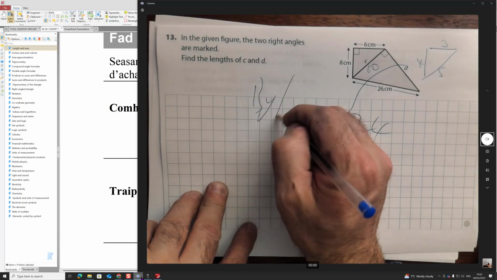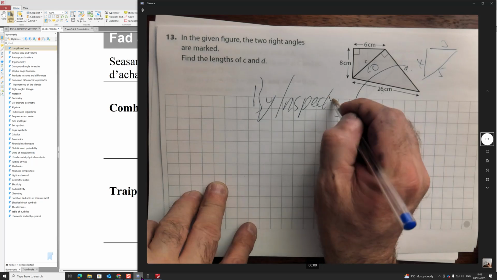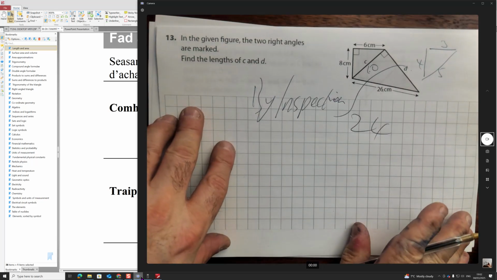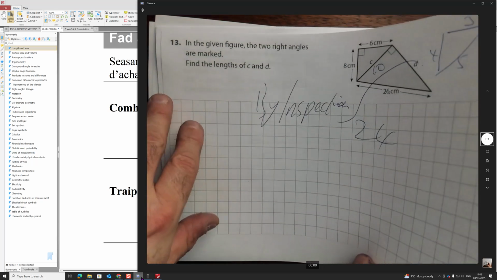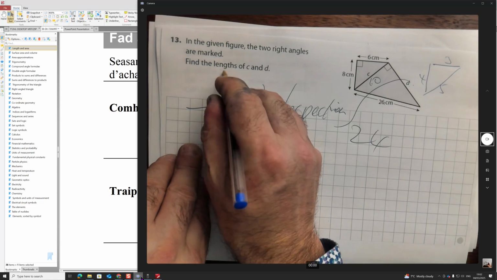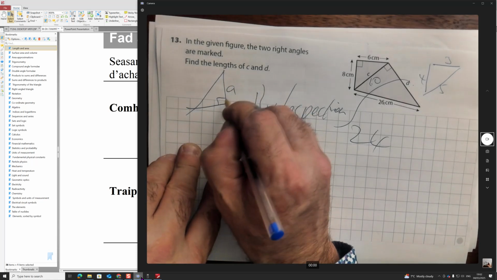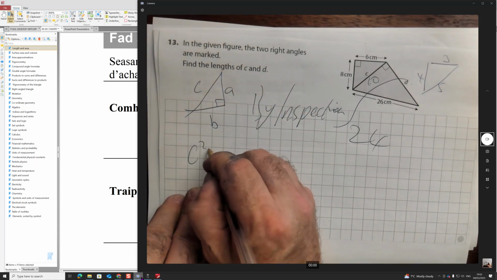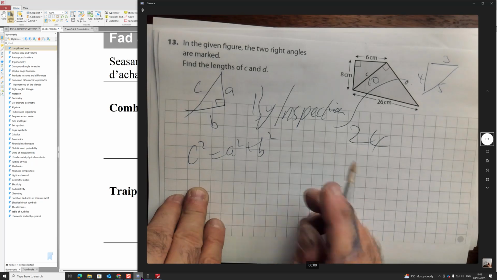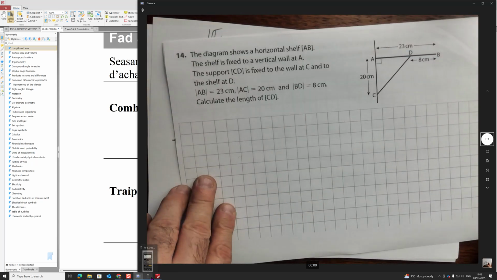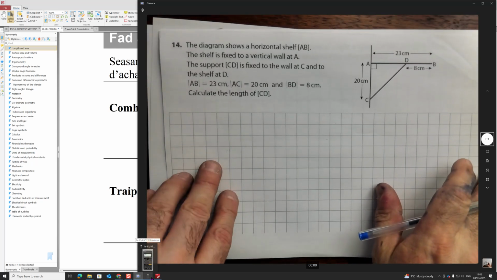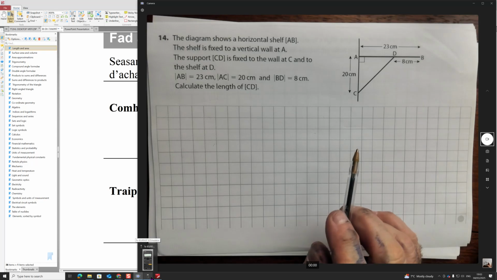Okay, and you can just do the whole lot and say by inspection. Of course, if you get it wrong, you lose your work of merit, so you want to be very sure of yourself, but you can always come in on a question like this and just go a, b, c, c squared equals a squared plus b squared, and you got your work of merit anyway, no matter what. Okay, so we're on to question 14.